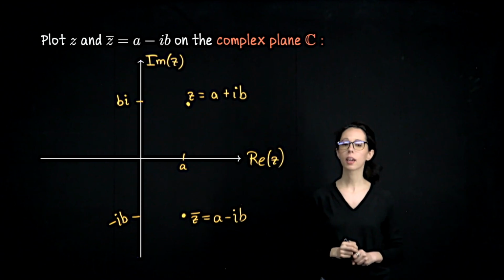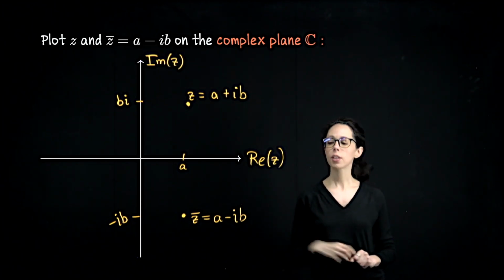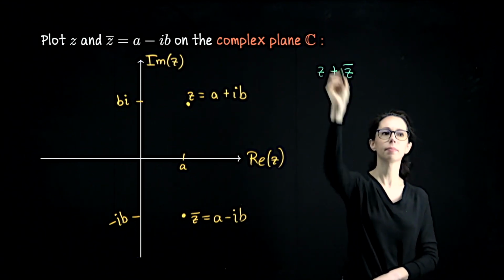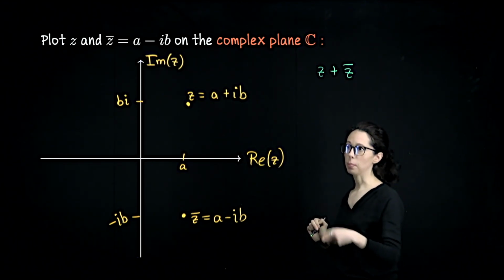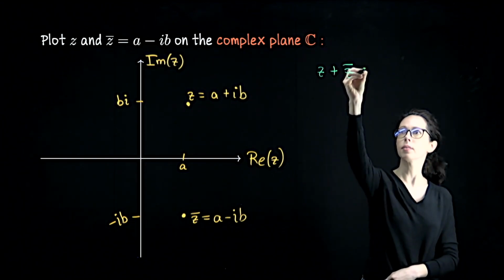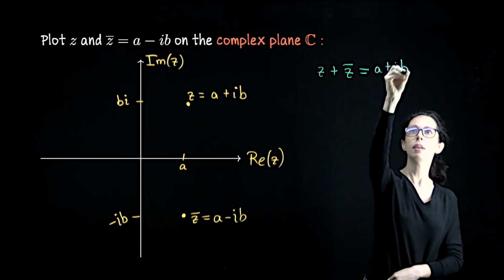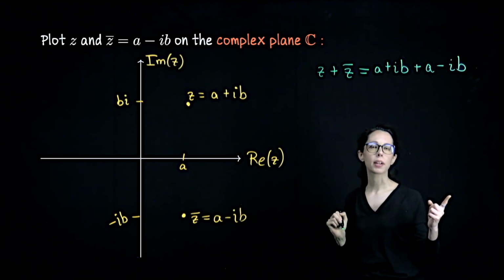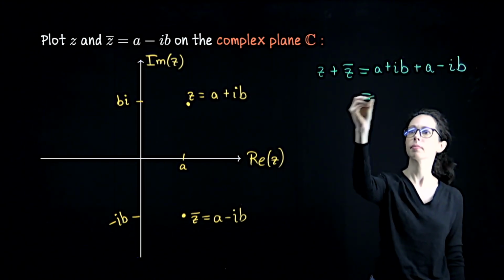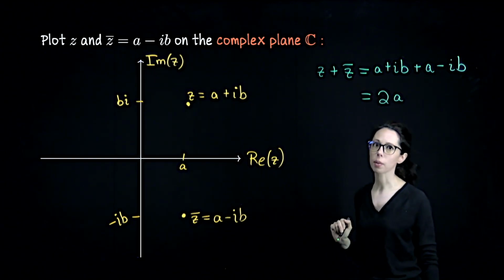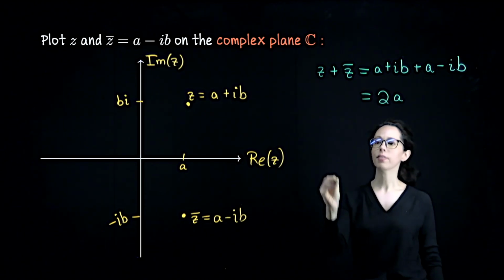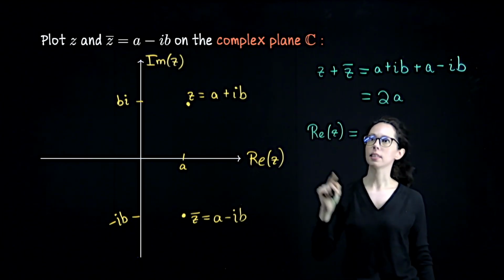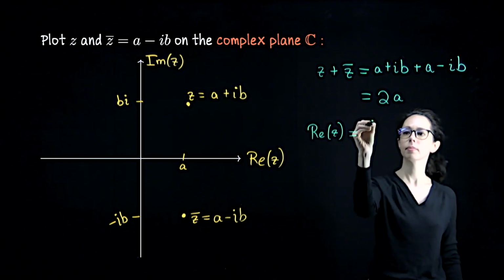Let's do some arithmetic with z and z conjugate. So first, let's add them together. What is z plus z bar? Well, that's going to be a plus ib plus a minus ib. Let me write that down. a plus ib plus a minus ib. The imaginary parts cancel and we're left with 2a. That's twice their real component. So one thing you could say from this is that the real component of z is z plus z bar divided by 2.